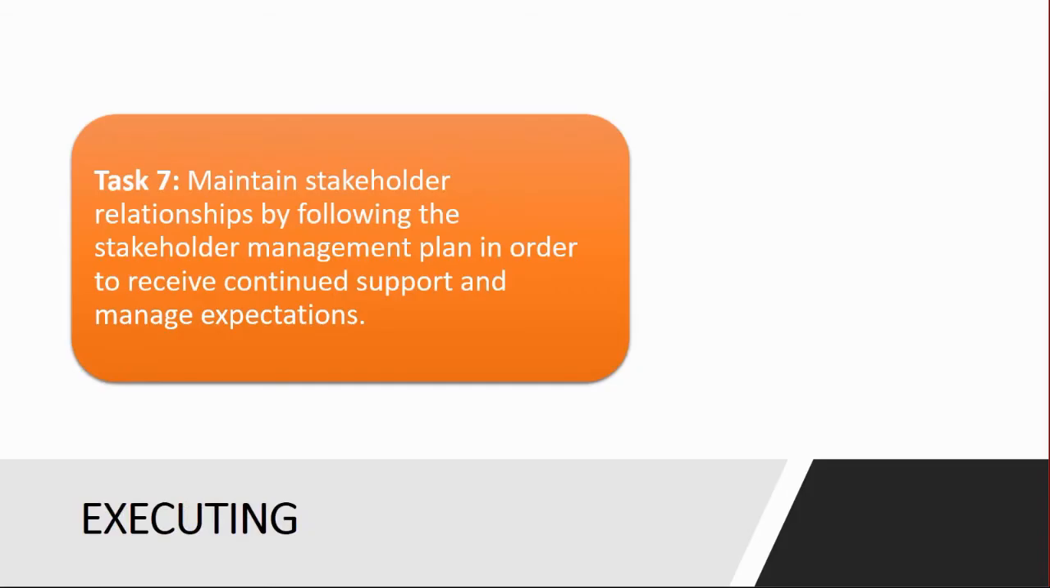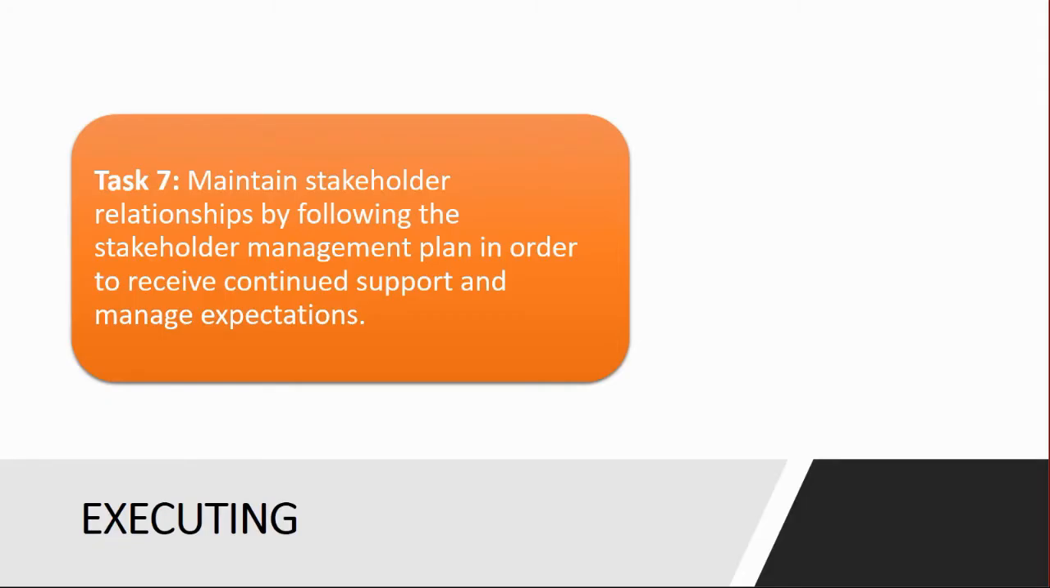Let's move on to the final task in executing, task 7. And it reads, maintain stakeholder relationships by following the stakeholder management plan in order to receive continued support and manage expectations. So I'm going to rephrase that as follows. Maintain the stakeholder relationships on the project by following the plan for stakeholder engagement in order to receive continued support and engagement while managing expectations on the project.